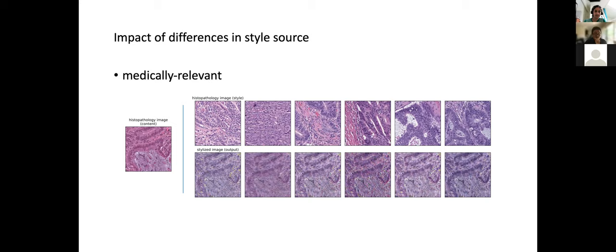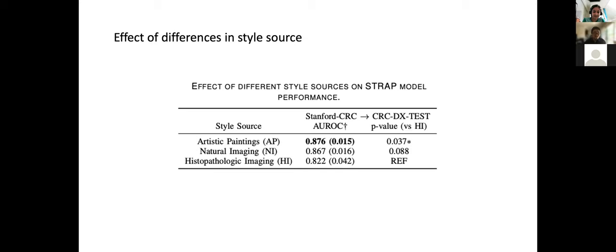Anyway, if we compare the model performance, the artistic painting, the natural imaging performance against the medically relevant strap, the artistic painting actually presented a significant p-value, but natural imaging also showed a 0.088 p-value. It wasn't statistically significant, but I think we see some trend differences in the medically relevant and medically irrelevant strap.